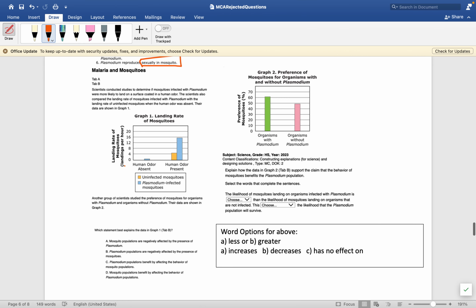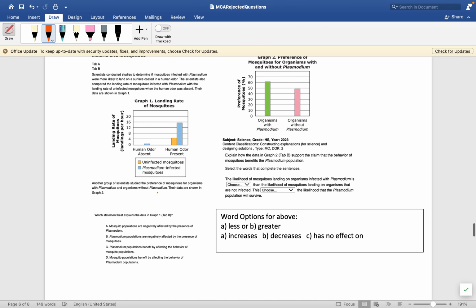Scientists conducted studies to determine if mosquitoes infected with Plasmodium were more likely to land on a surface coated in a human odor. Scientists also compared the land-in rate of mosquitoes infected with Plasmodium with the land-in rate of unaffected mosquitoes when the human odor was absent. Their data are shown in graph 1. So, no human odor. Okay, so the human odor is absent. Plasmodium-infected mosquitoes kind of low. Human odor present. They are very high in comparison to unaffected mosquitoes.